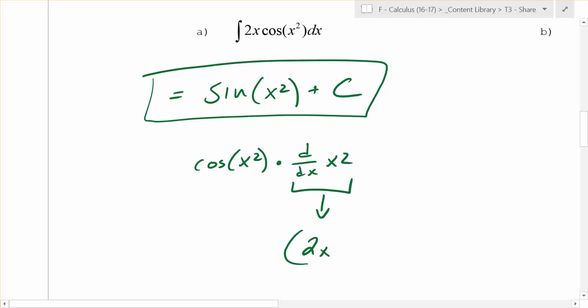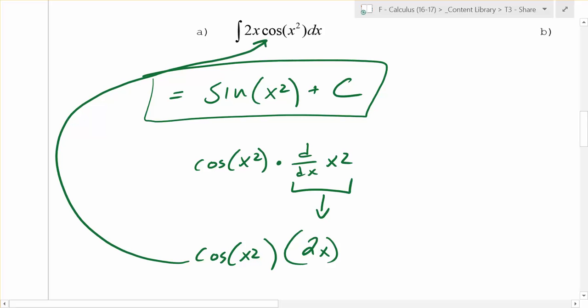2x. So that's where the 2x comes from. So you have cosine of x squared times 2x. Is that the same thing as that? Yes. Okay. Yeah. Oh, yeah. The order is different. Okay. So let's change it up.